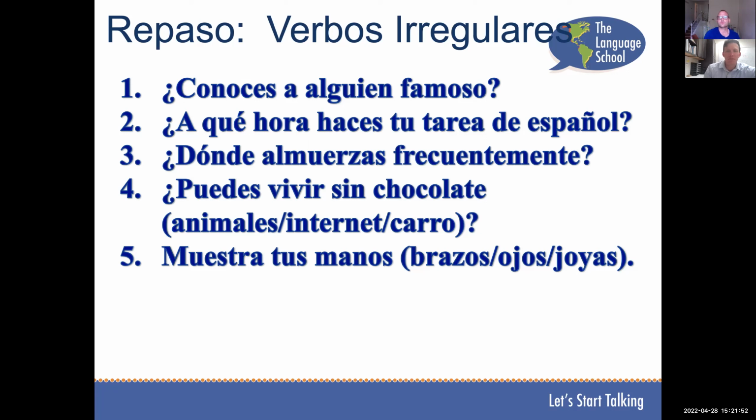¿Muestras tus manos? Muestra. ¿Qué significa muestra? To show. Show me your hands. Muestro mis manos. Muestra tus brazos. ¿Qué significa brazos? Arms. Arms, brazos. Muestra tus ojos. Mis ojos. Muestra tus joyas. ¿Qué significa joyas? Jewelry. No, wedding ring. Ok, muy bien.